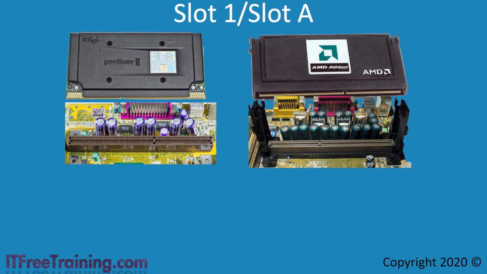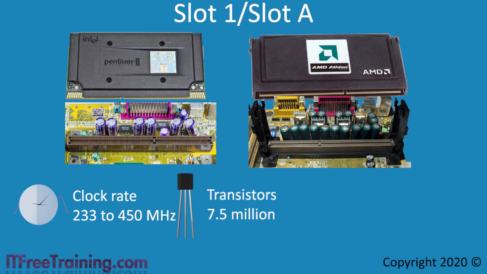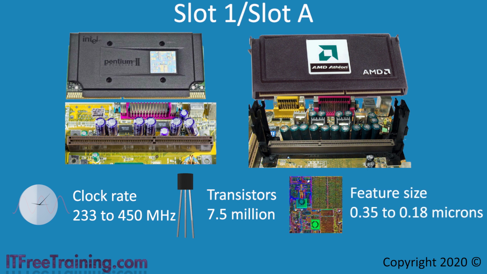There were a few CPUs released for these slots, so I will use the first one released, the Pentium II, as an example. The Pentium II had a clock rate of 233 to 450 MHz. The transistors increased to 7.5 million, and the feature size decreased to 0.35 to 0.18 microns. Slot 1 was short-lived and was discontinued in 1999 to return back to the socket approach. With improvements in CPU manufacturing, there was no need to separate the cache and the CPU, and they were once again put inside the same chip.